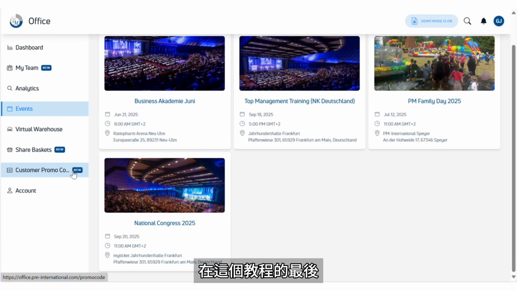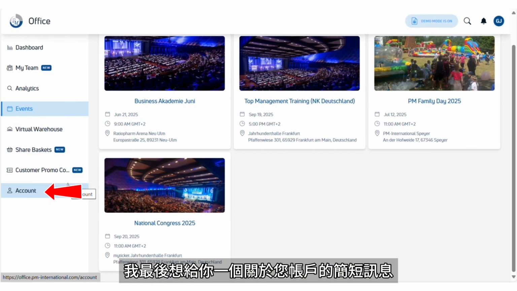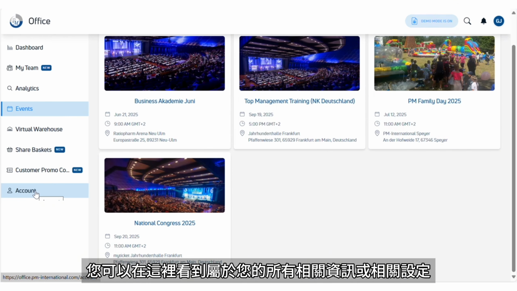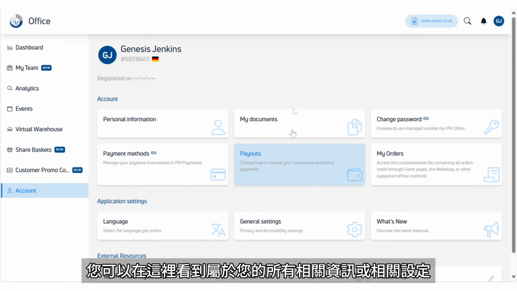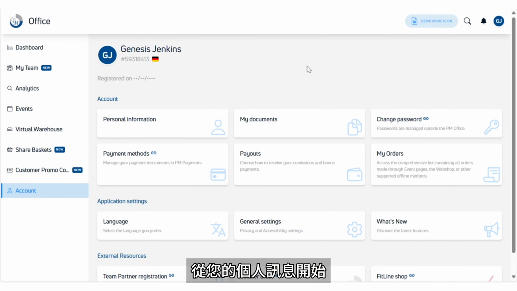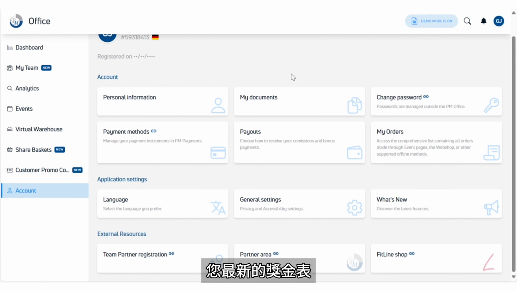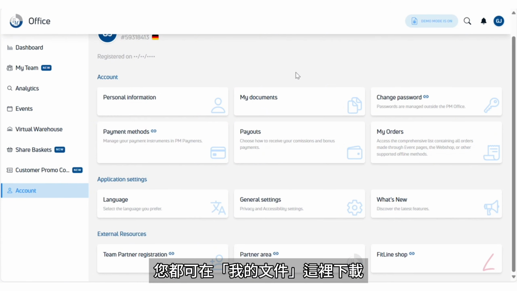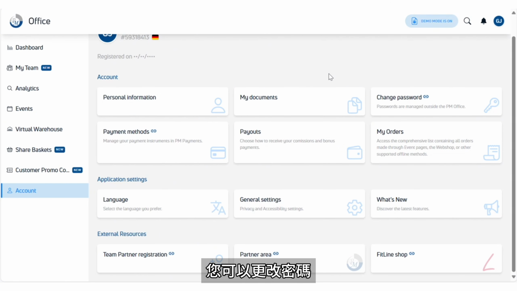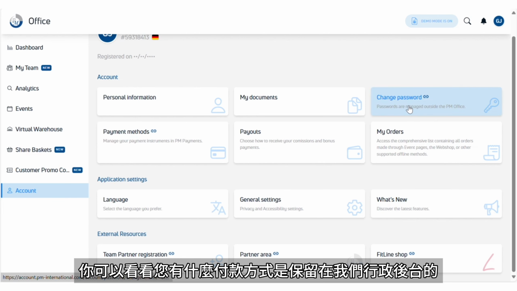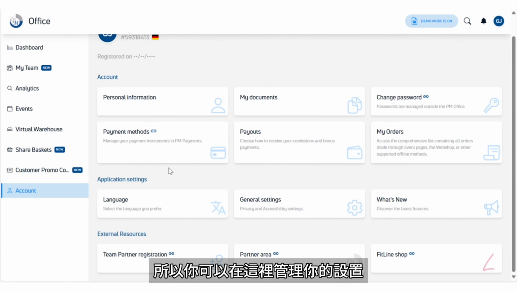At the end of this tutorial, I just want to give you a short last information about your account. So here you see all relevant information belonging to you or relevant settings, starting from your personal information about all your documents. So you will find here your latest invoices, your latest bonus statement, your performance statement, and you can download here the documents again. You can change your password. You can see what payment methods are saved in our administration area, so you can manage your settings here.